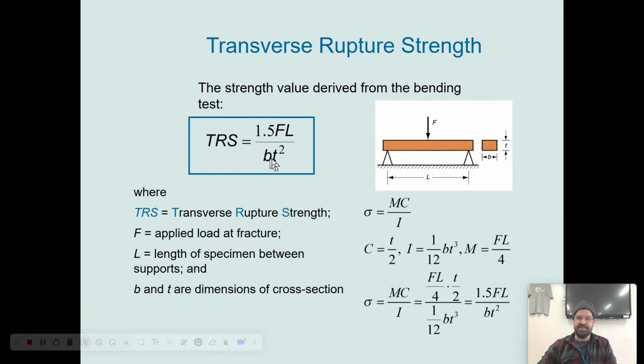And then the B and the T down here represent the length and the width of the material, and it's squared. So it's basically implying that you have to have a lot more force to permanently deform something that has a bigger cross section. Okay, I'm not going to ask you to know that.